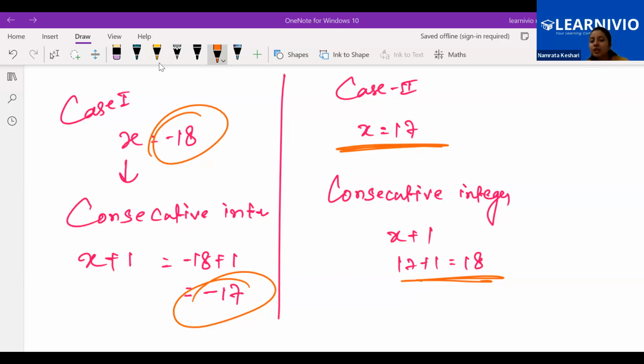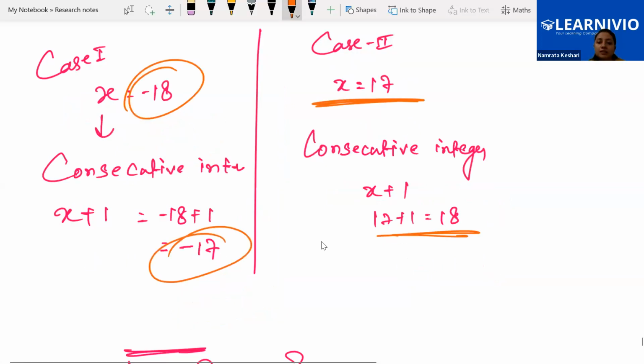Is it clear why we are choosing two consecutive positive integers as 17 and 18? Yes, ma'am, it's clear. Okay. So this is how we will start with the assumption, and this is how we will find the consecutive integers. Now you can recheck that when you multiply minus 18 with minus 17, automatically the result will be positive, that is 306. So yes, this is a possible answer.